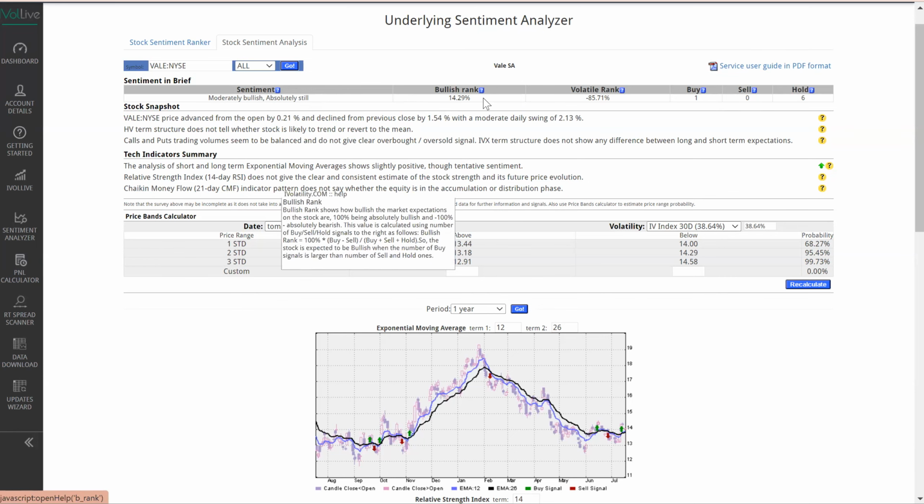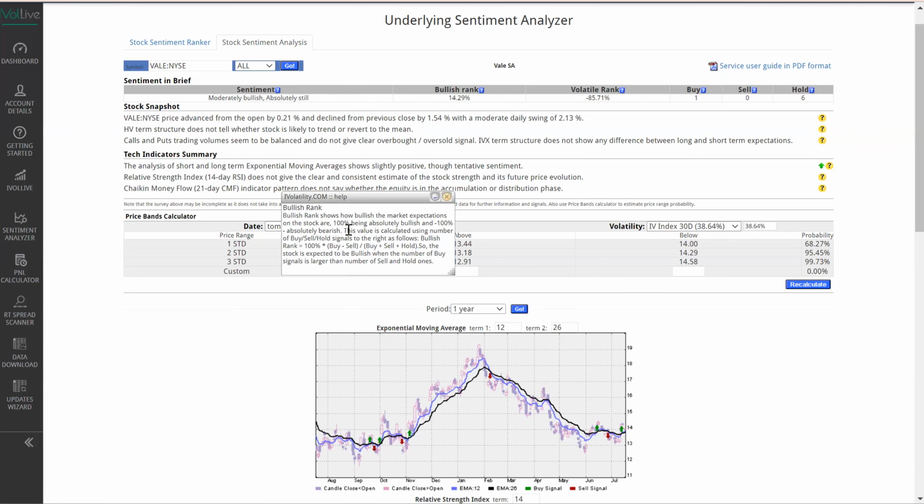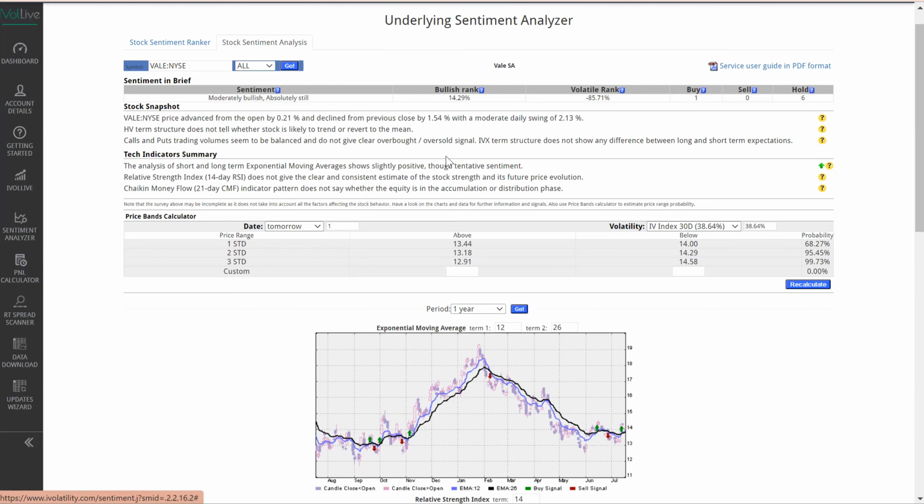Bullish rank, what does this mean? Bullish rank runs on a scale where 100% would be absolutely bullish. That means the stock's on fire, and it's going vertical. We saw this with Domino's Pizza last week, as well as Broadcom when they hit their highs. And then you have minus 100%, which is absolutely bearish. This is like the stock's falling through the floor. There's not a single buyer left. That would be a minus 100%. So, 14.29, again, we're moderately bullish.